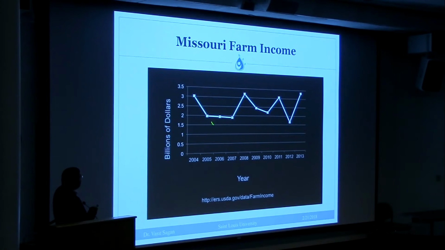Here is the farm income in Missouri. In 2011 the income was about 3 billion, and then in 2012 it dropped to almost 1.5 billion. So you see how drought and this water stress is related to our well-being and income as well.